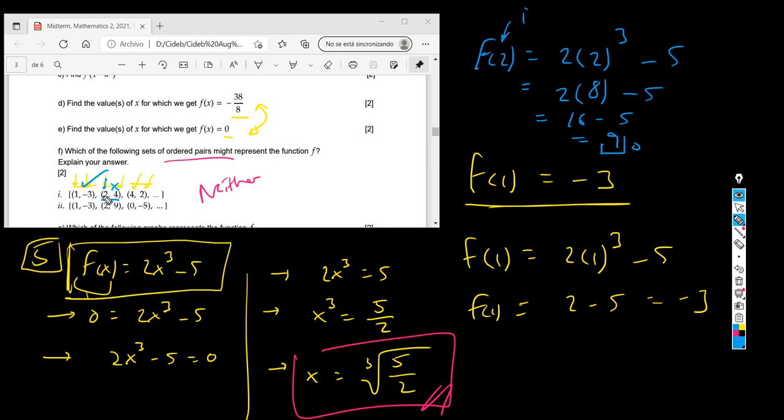And this set has the following. For an input of 2, it gives you an output of 4. Therefore, this particular point doesn't belong to f. Therefore, this set cannot represent the function f. And the same is going to happen for the other one. So the answer is neither.